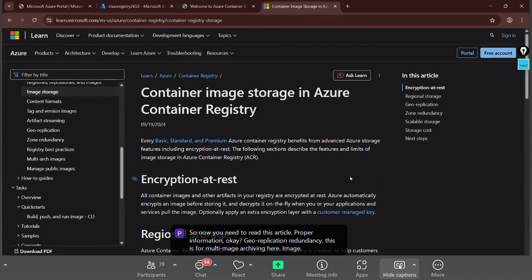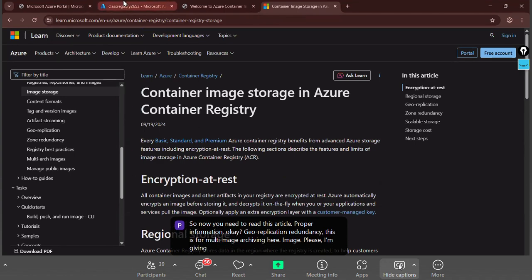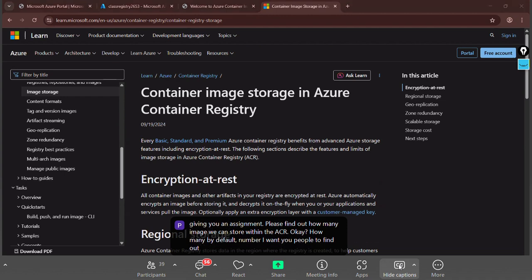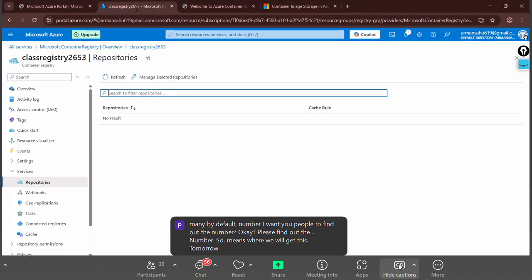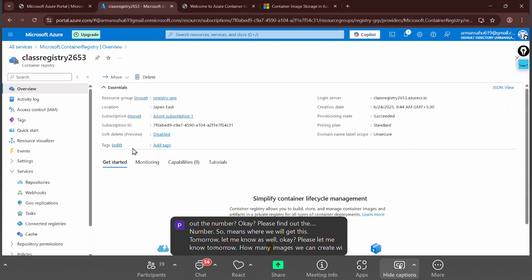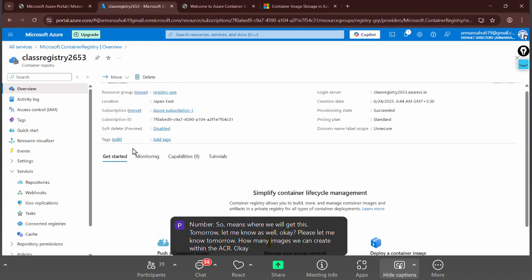I'm giving one assignment. Please find out how many images we can store within the ACR, the default number. I want you people to find out the number. Please let me know tomorrow: how many images can we create within the ACR? Give me one number tomorrow.